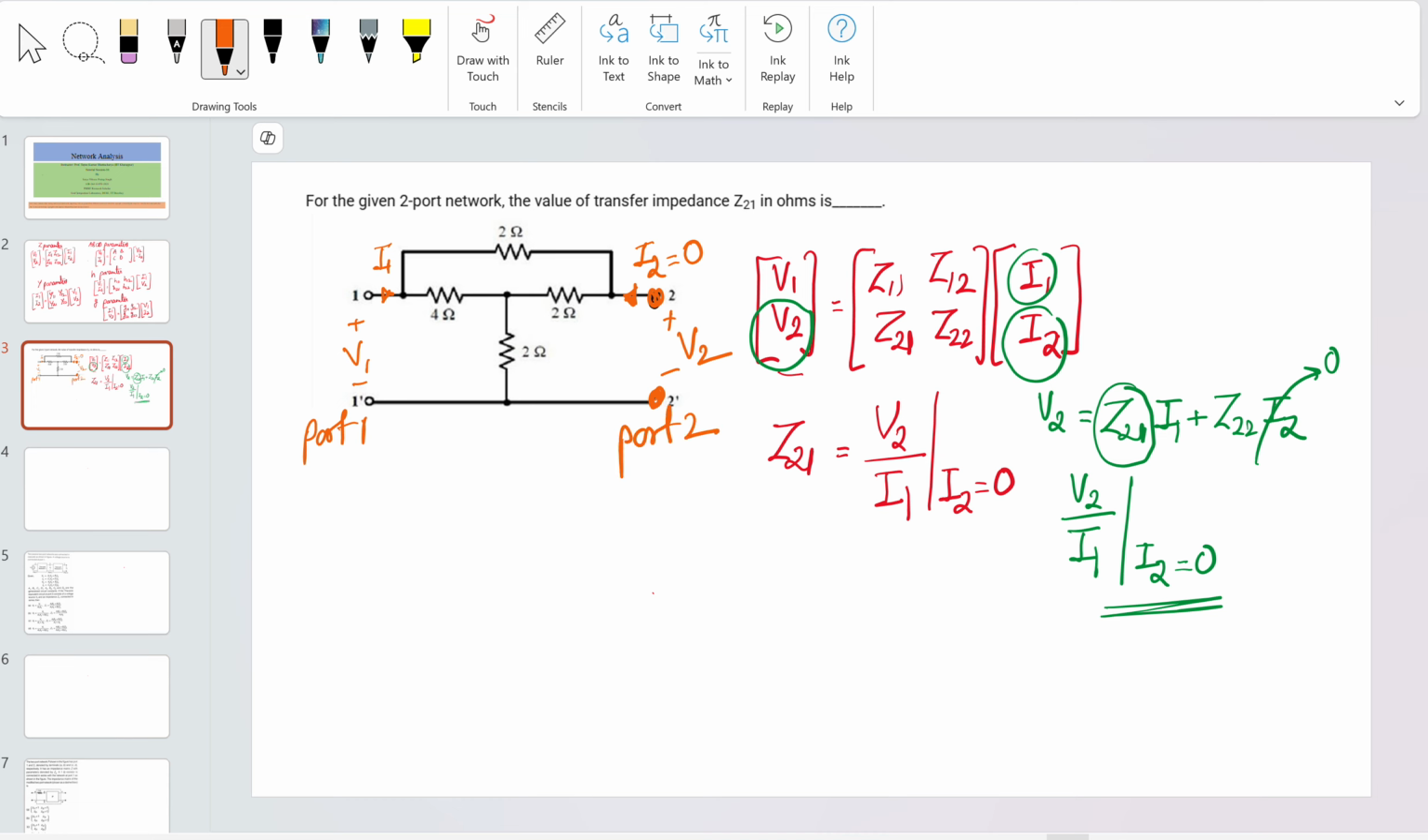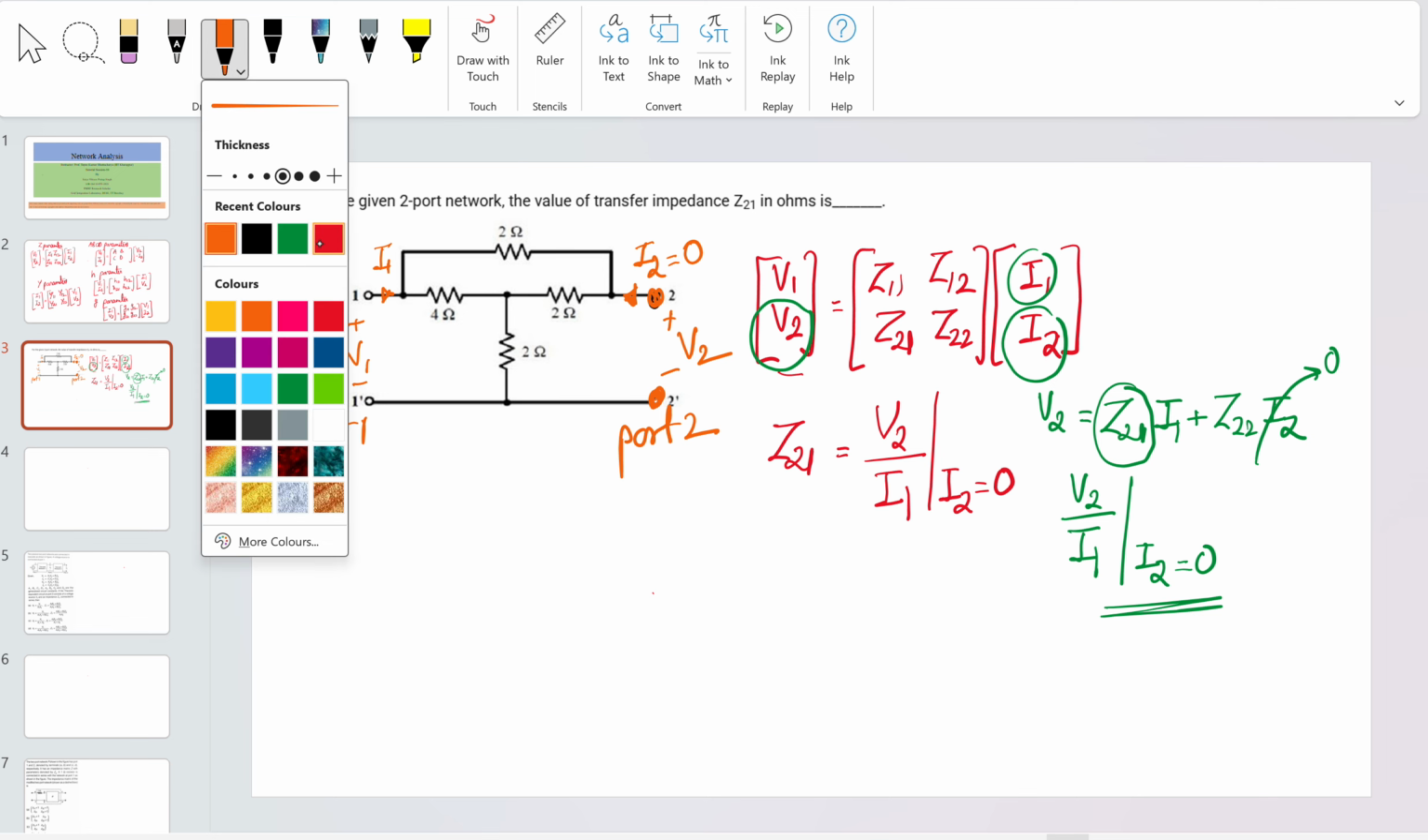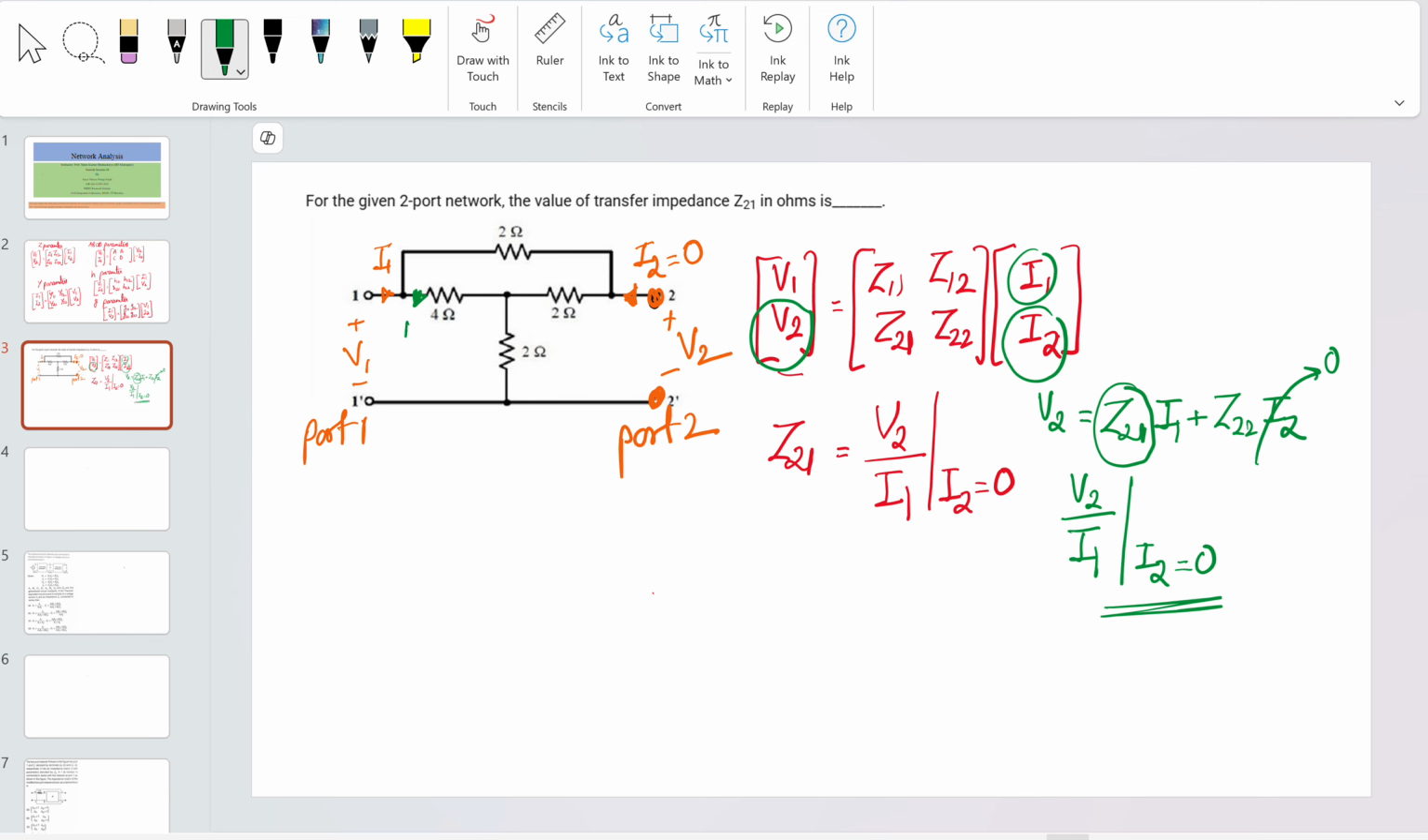Now if you see here, we need I2 equal to 0. Suppose I take it as I1 dash. So what current will flow from here? That is I1 minus I1 dash.